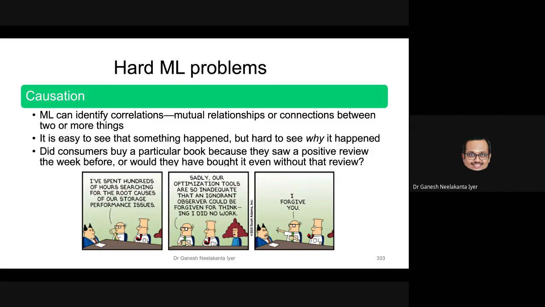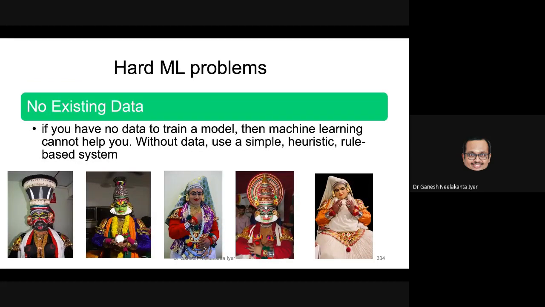Causation. For example, ML can tell you this is what it is, but ML probably cannot tell you why this is what it is. Why this belongs to cluster 1 or cluster 2, or why this belongs to class 1 or class 2. It can tell you it belongs to this class, but it may not be able to tell you the why part, the causes. No existing data is another challenge.